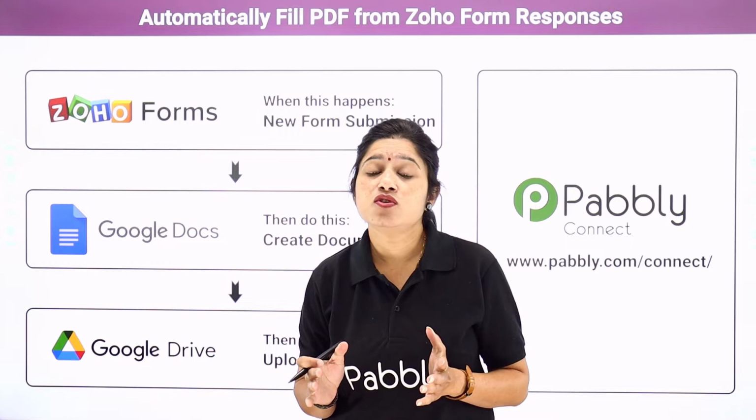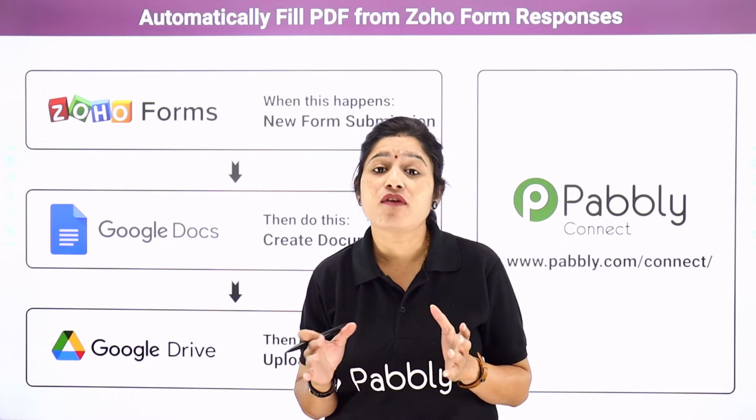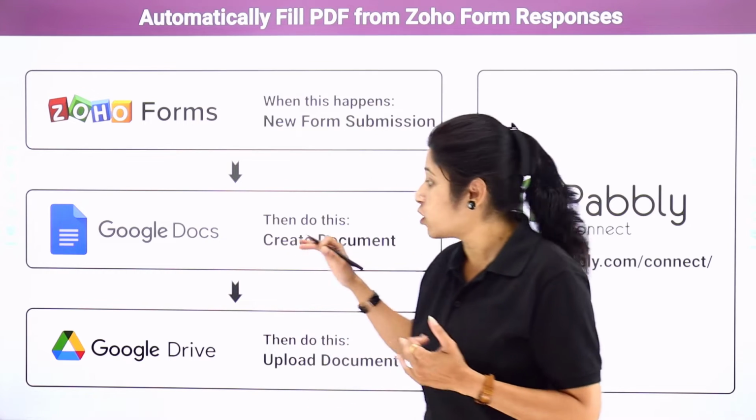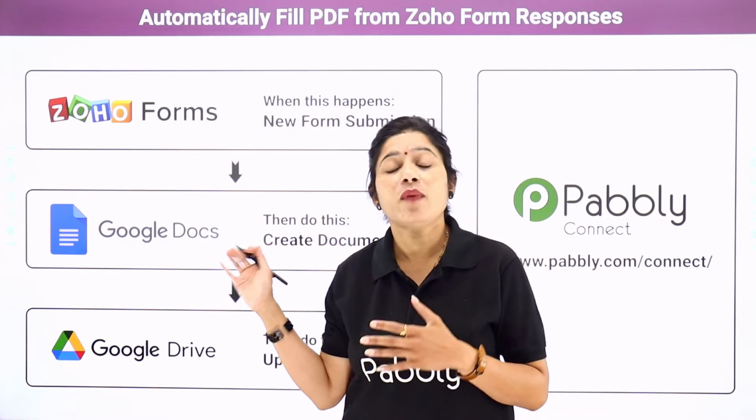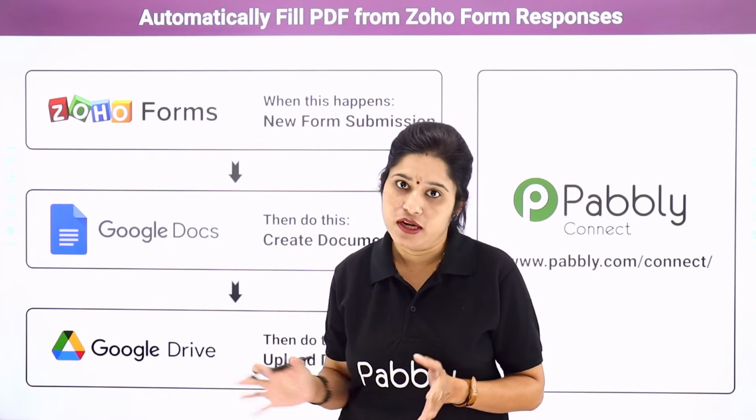The second option is you can create an automation so that automatically using the details of the employee, a new document will get generated and it will be automatically converted into your PDF file and it will get saved into your Google Drive folder.